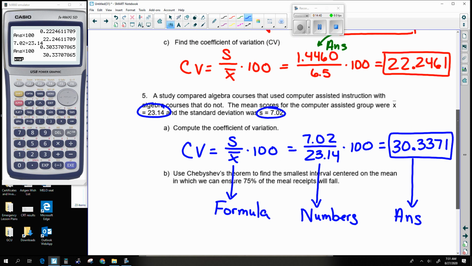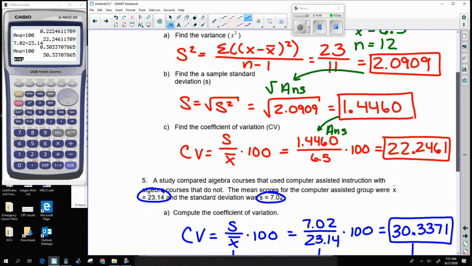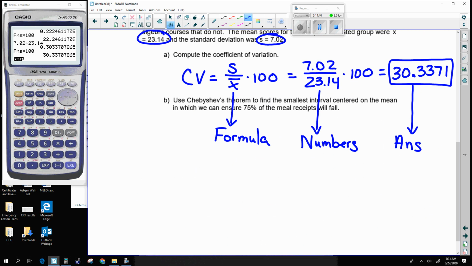Like take a look at C: formula, numbers, answers, formula, numbers, answers. Formula, numbers, answers is the way to go. This is how you show work.